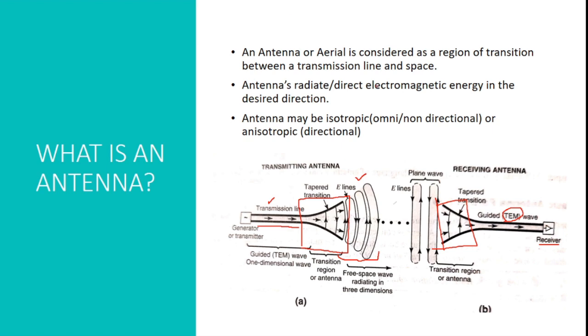The second definition of what an antenna can be. So antennas radiate or direct electromagnetic energy in the desired direction. So we cannot always say that an antenna transmits in all directions. If you use your mobile phones, we do not know from which direction the radiation is coming, because I might move from one base station to another.